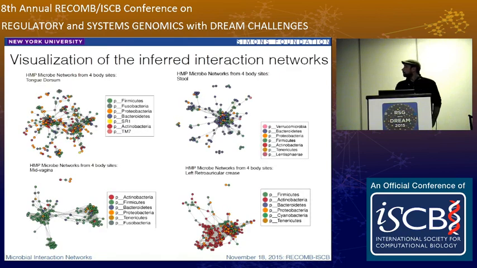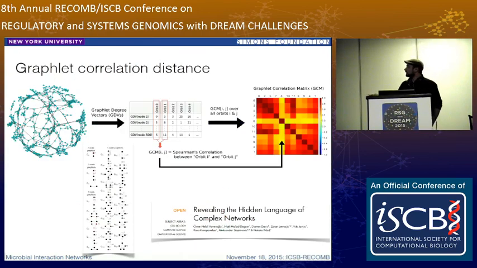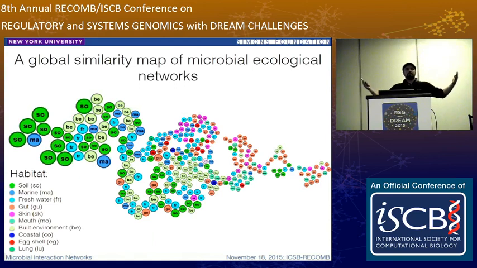Okay. So when you just look at these networks and visualize them, depending on the habitat, they can look very, very different. And now the idea is, okay, can we actually infer some similarity among them and infer some global properties? So to compare these networks, we use the graphlet correlation distance that has been put forward last year. We basically have an unbiased way of comparing network structure across different sizes. And now I can show you a global similarity map of all the ecosystem networks we inferred so far.